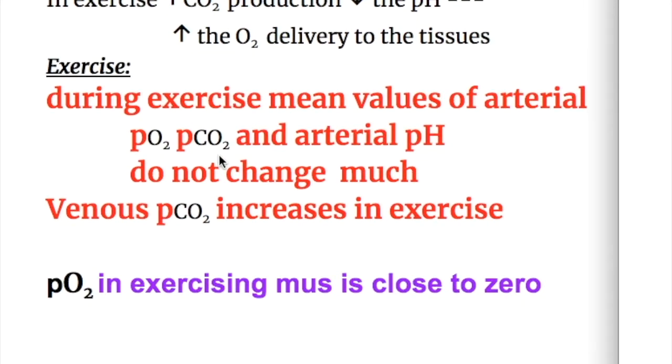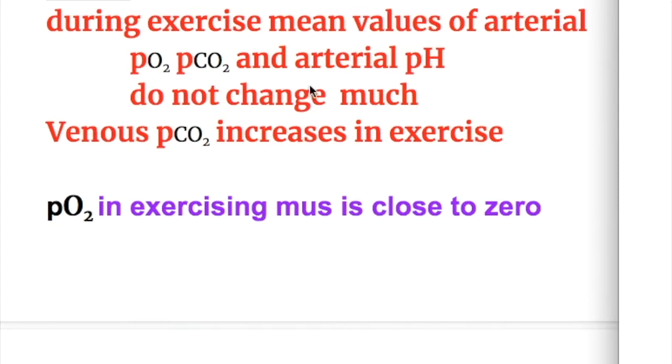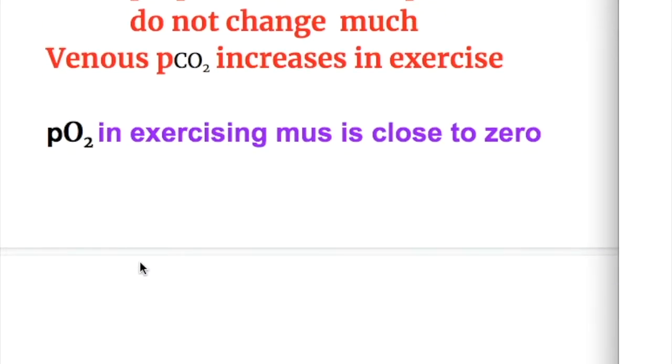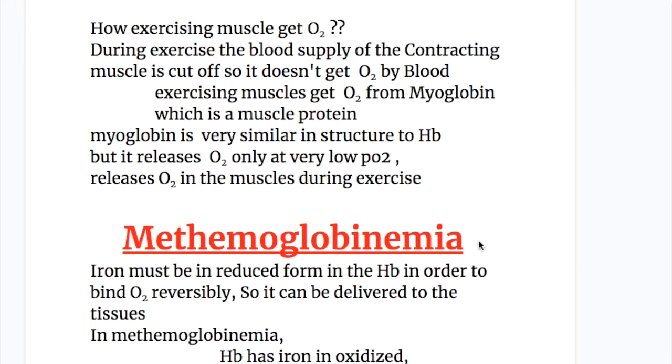During exercise, the mean values of arterial PO2, PCO2, and pH do not change much. Venous PCO2 increases in exercise. PO2 in exercising muscle is close to 0. So how does exercising muscle get oxygen? During exercise, the blood supply of the contracting muscle is cut off, so it doesn't get oxygen by the blood or by hemoglobin. So exercising muscle gets oxygen from myoglobin, which is a muscle protein. Myoglobin is very similar in structure to hemoglobin, but it releases oxygen only at a very low PO2.